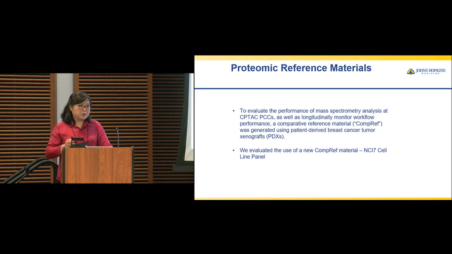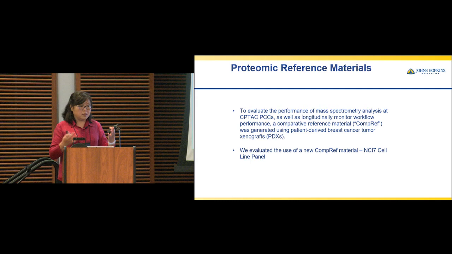Since this project normally takes at least a year to acquire the entire dataset, we need to determine the reproducibility of data generated a year ago and a year later. So we developed a comparative reference material. It's two patient-derived breast cancer tumors, one luminal and one basal. Each sample we labeled five times with TMT and mixed together. Then we can determine the quantitation and identification through the entire tumor proteomics analysis.